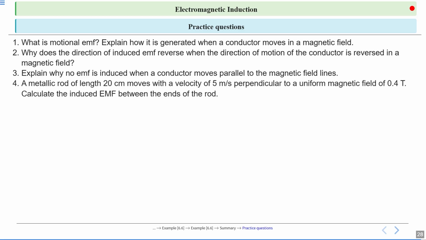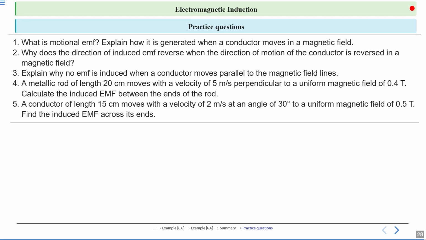A metallic rod of length 20 centimeter moves with a velocity 5 meter per second, V is given, L is given, perpendicular to a uniform magnetic field of 0.4 Tesla. B is also given. Calculate the induced EMF between the ends of the rod. You can calculate. A conductor of length 15 centimeter moves with a velocity 2 meter per second at an angle 30 degree to a uniform magnetic field 0.5 Tesla. Find the induced EMF across its ends. Now it is moving at an angle theta, not 90 degree, so you have to think about that also.